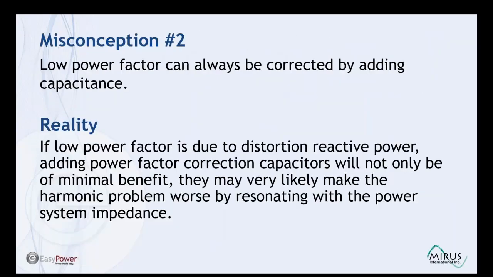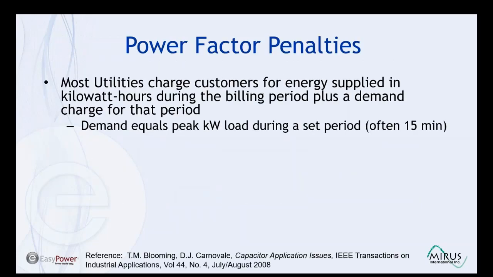So our second misconception is that low power factor can always be corrected by adding capacitance. In reality, if low power factor is due to distortion reactive power, adding power factor correction capacitors will not only be of minimal benefit, they may very likely make the harmonic problem worse by resonating with the power system impedance. In order to discourage customers from operating with a low power factor that poorly utilizes their distribution equipment and increases losses, utilities often charge power factor penalties.